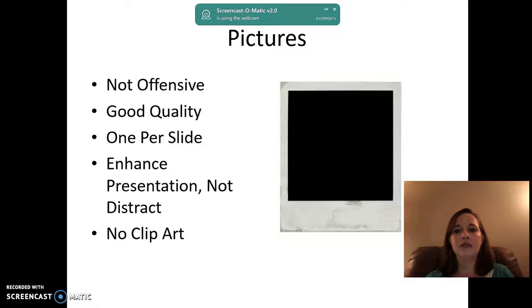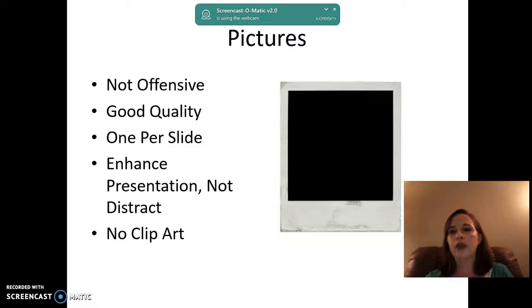Your pictures also need to be of good quality. So you want to make sure that they're not pixelated or distorted. Once again, you need to have one per slide. You shouldn't have multiple per slide because if you have multiple pictures per slide, you have to make them so small to fit them all on there that they're hard to see. Again, enhance presentation, not distract.